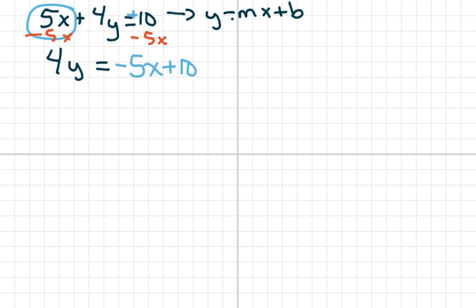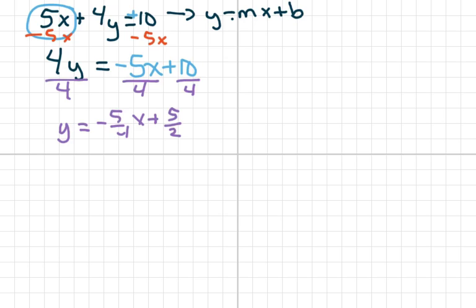Now I'm solving for y, so I divide everything by 4, each term by 4, and we're going to get y equals -5/4 x plus 10/4, which is 5/2, which is 2.5.